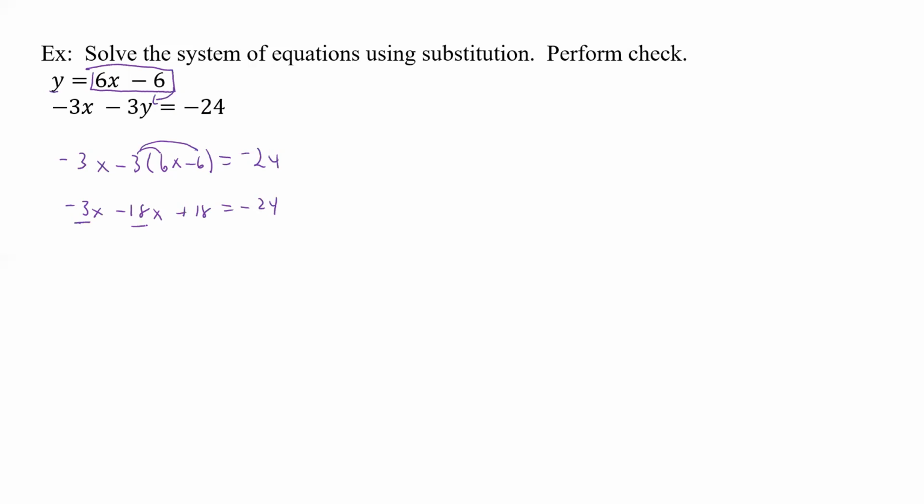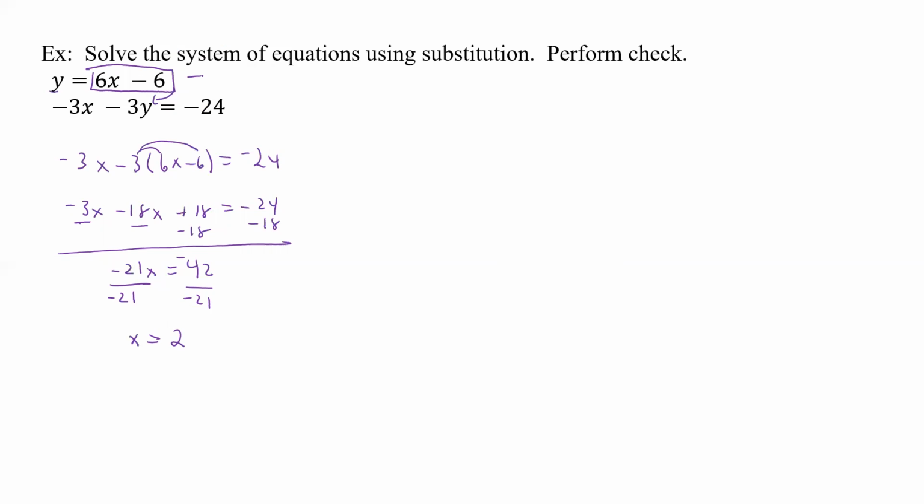Well, now I've got like terms here, but I have to get rid of that 18. So I have 18, 19, 20, 21, so it's a negative 21x equals, and that's going to be negative 42. And so now I divide by negative 21. So x is equal to, well, negative divided by negative is positive, 42 divided by 21 is 2. All right, so I've got my x.